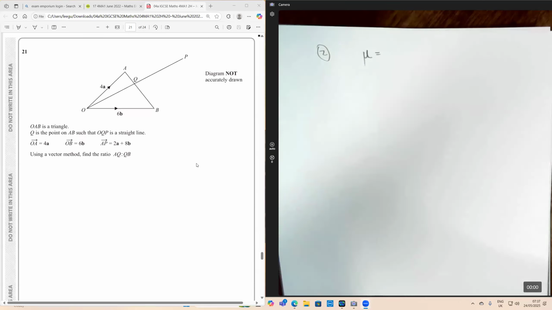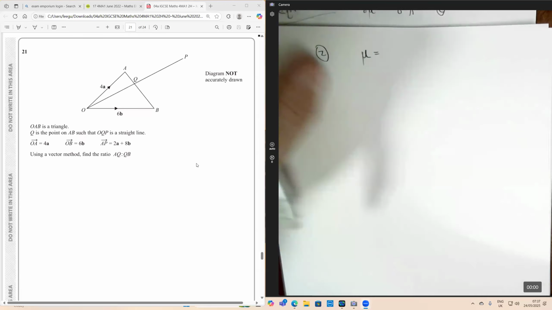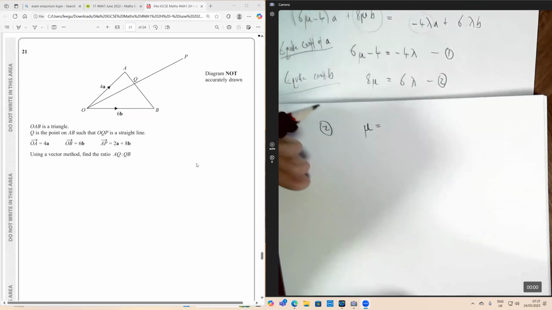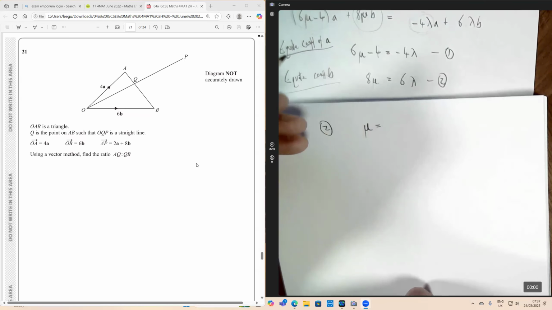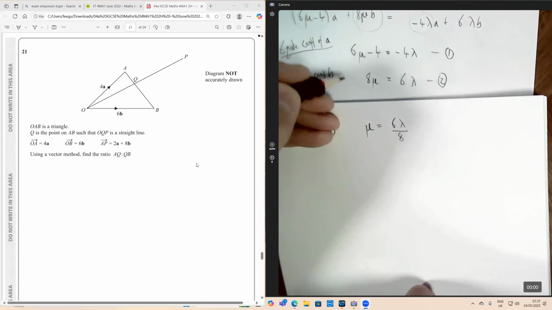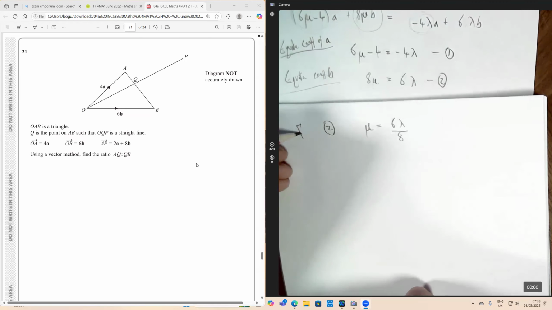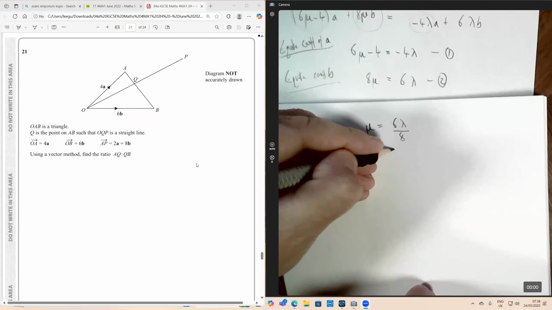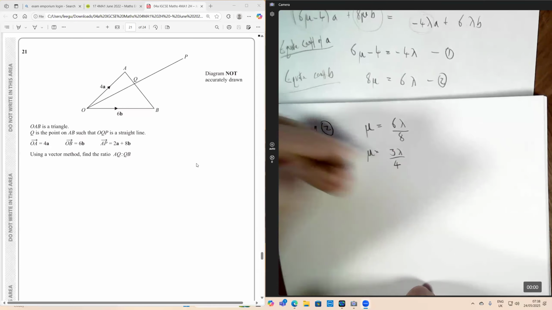Okay, so ultimately I probably could do with finding out what mu and lambda are. So I'm going to write that mu is equal to 6 lambda over 8, just from rearranging equation 2. So if I write down from equation 2, mu is equal to 6 lambda over 8. So mu is equal to 3 lambda over 4.